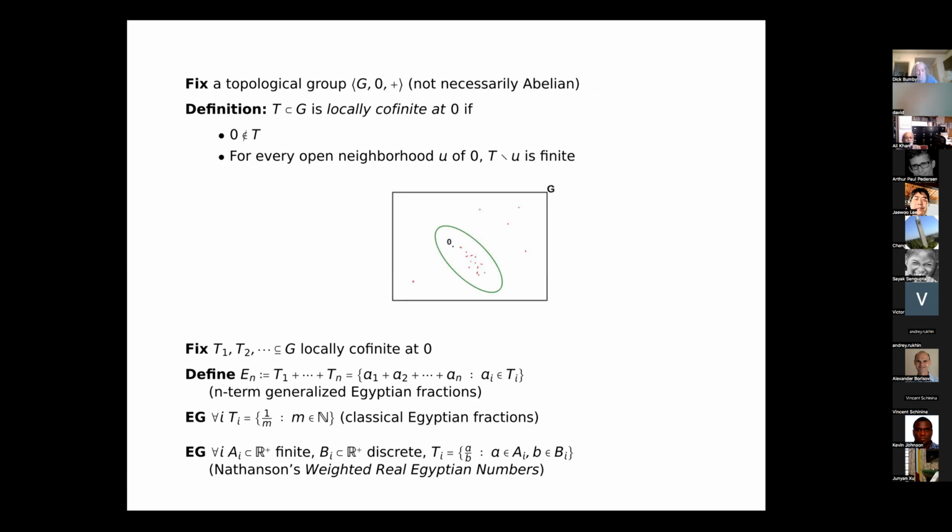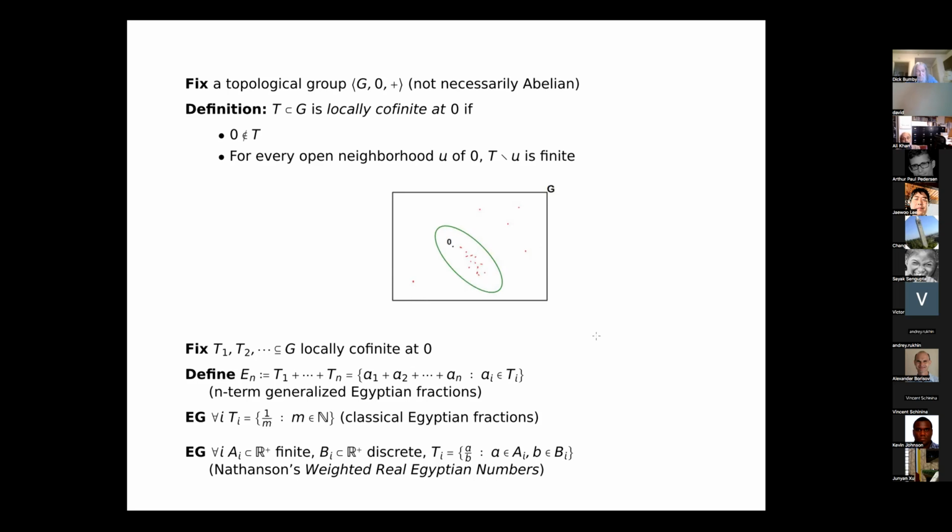So I start by talking about a subset of the group, and I call it locally cofinite at zero, provided, well, zero is not in the set. And if you take any open neighborhood of zero, the amount of this set T that's left is finite. And so this is the picture I've got. The whole thing is the group. The dots are elements of T. If I take any open neighborhood of zero, any possibly infinite part of T shows up in that neighborhood, and the pieces outside are just finite.